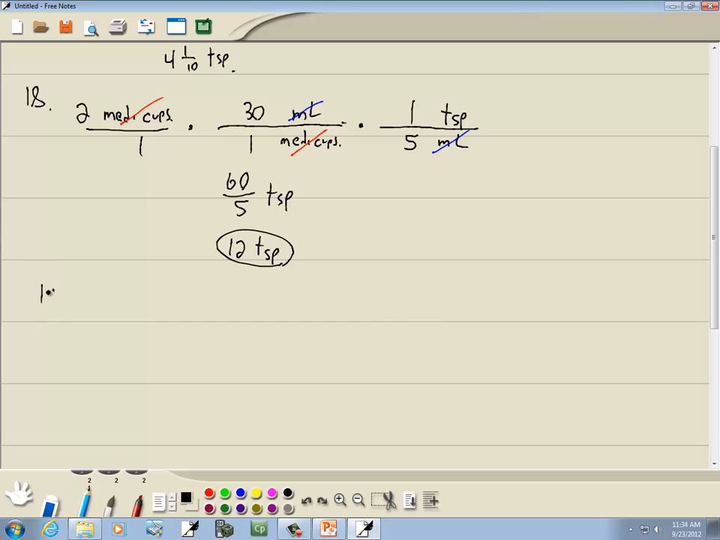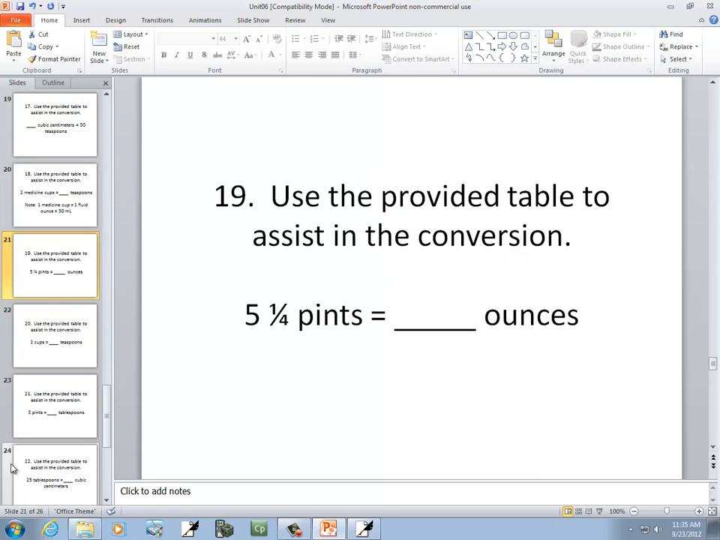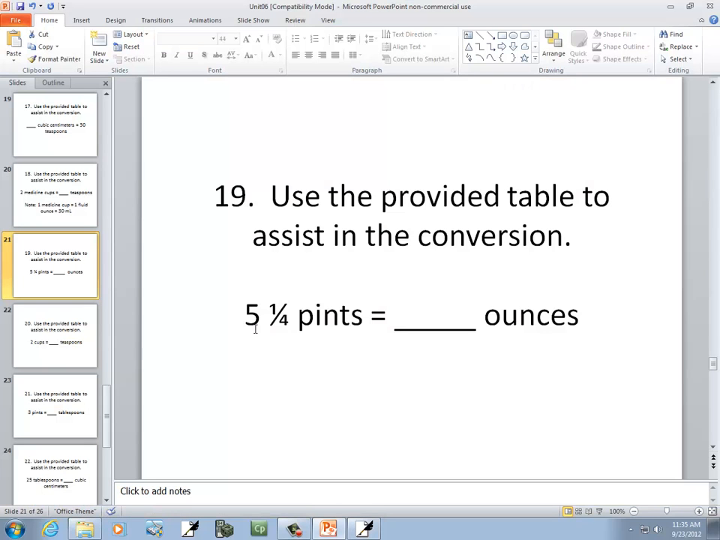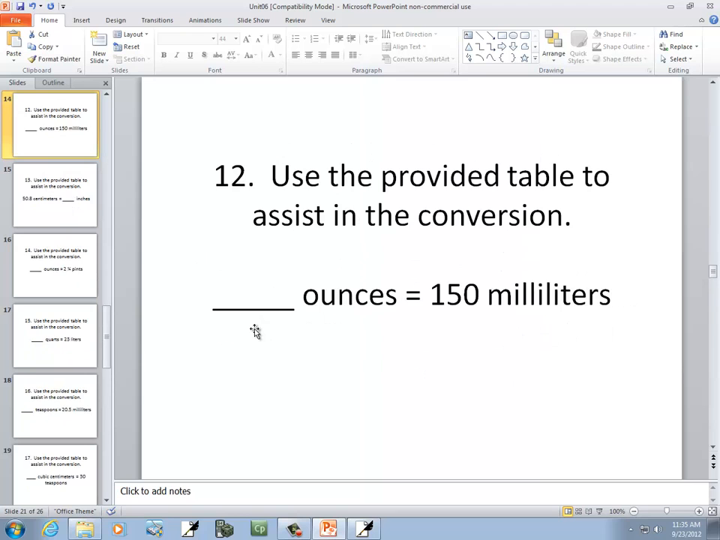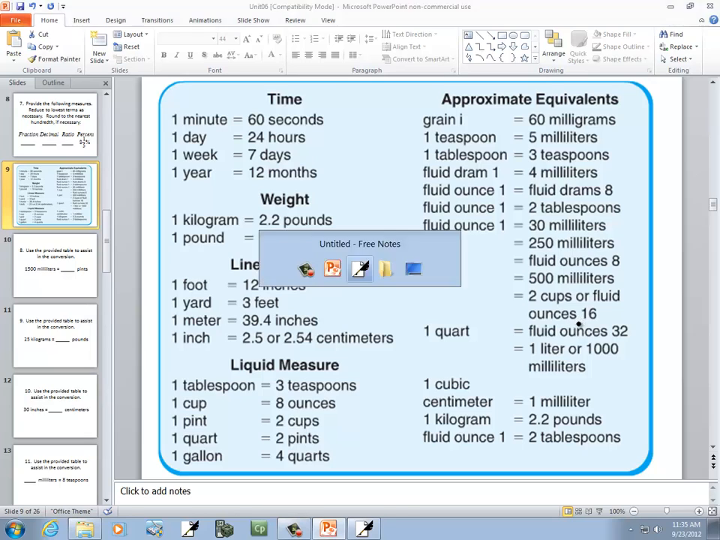Let's look at our next problem. 19. 5 1/4 pints. And that's what we're starting with, so I put it over 1. And if that's pints up here, then we have to have pints down here. And where we're headed is ounces. So that's what I want to convert it to. So I'm going to look to see if there's some kind of tie between pints and ounces. So let's go up there and look. Pints and ounces. Pints. 1 pint is 16 fluid ounces. We do have a tie.